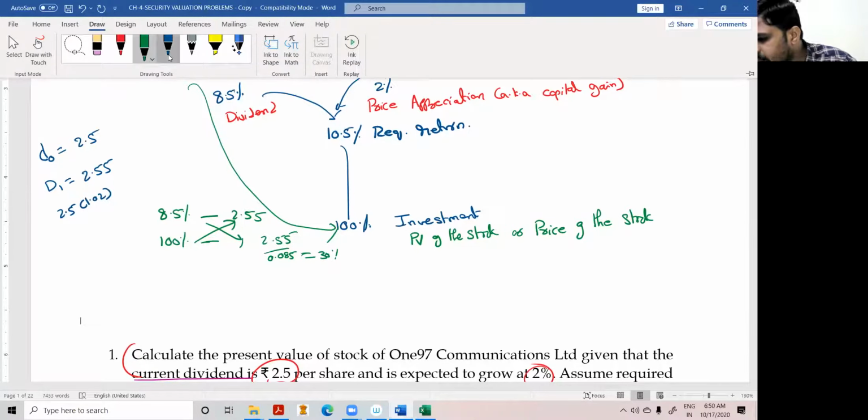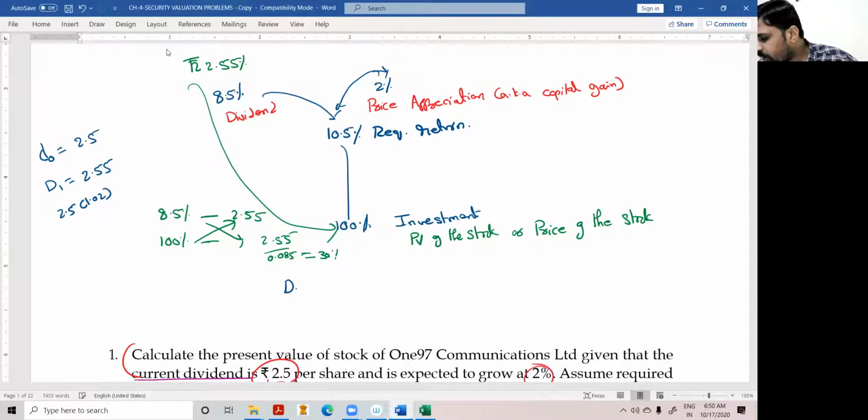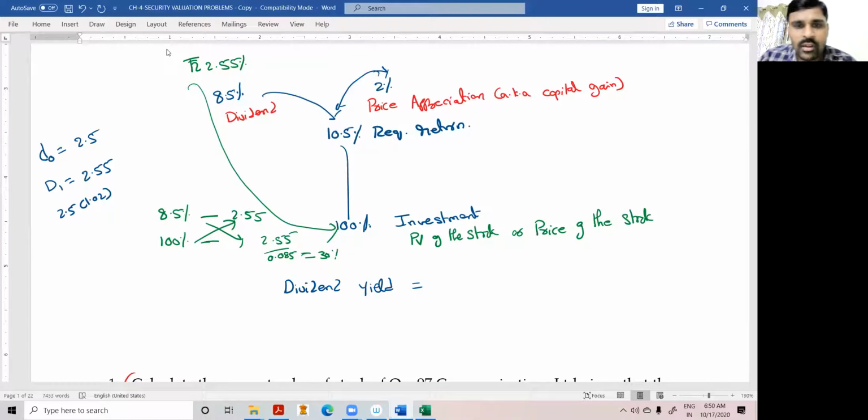This is called dividend yield. What is dividend yield? So how much return am I getting in the form of dividend? How much return for my investment? This is my total return. 10.5% is the total return.